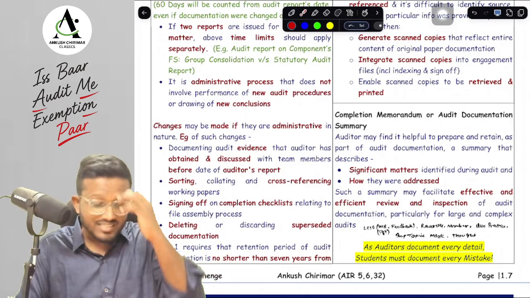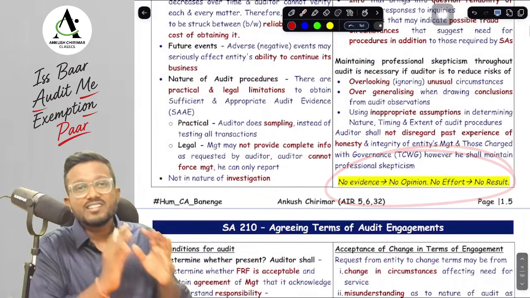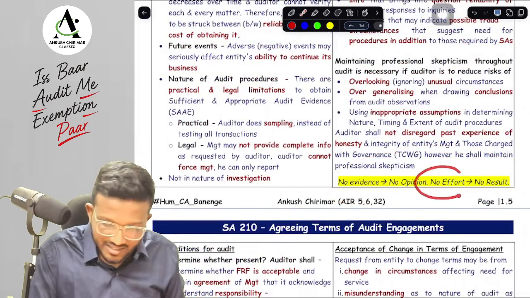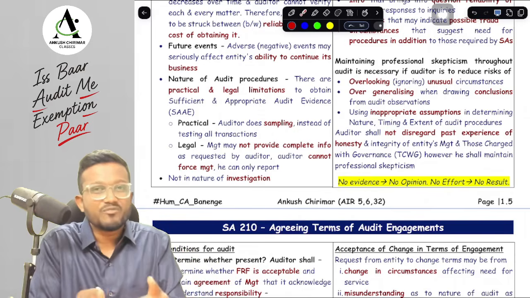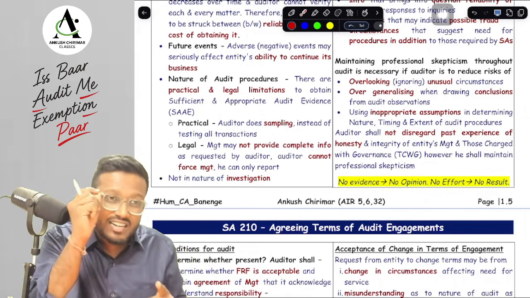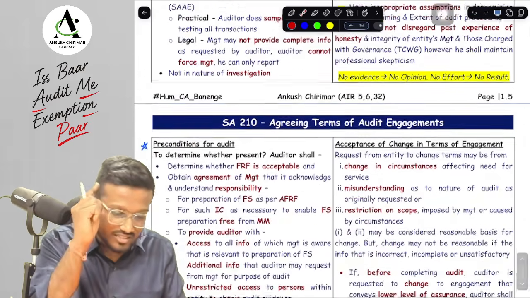And lastly, just about the thoughts. First of all, in terms of SA 200, when there is no evidence, there is no opinion. So when there is no effort, there is no result. So you need to make so much effort that ICAI can or ought to deliver the results in your favor. So are you ready to make those efforts, is my question to you.